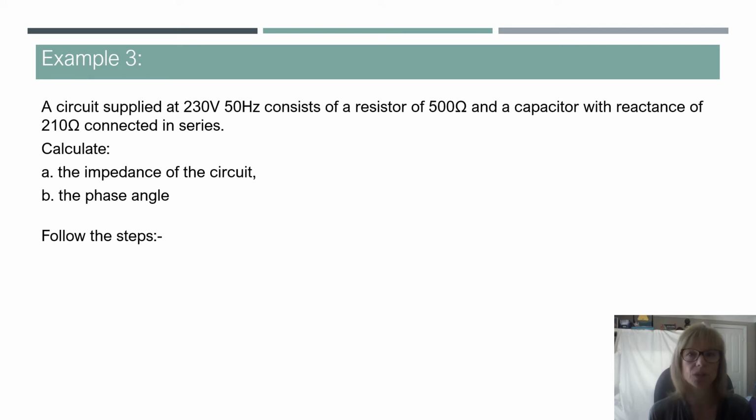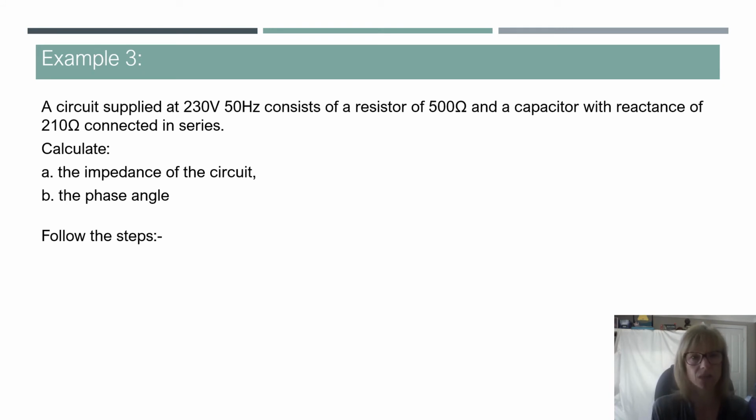Okay, so now we're going to do a two-step example. This time we've got a circuit supplied at 230 volts and 50 hertz, and it consists of a resistor of 500 ohms and a capacitor with reactance of 210 ohms connected in series. First of all, it wants us to calculate the impedance of the circuit. Straight away you should be thinking, that's my Z.